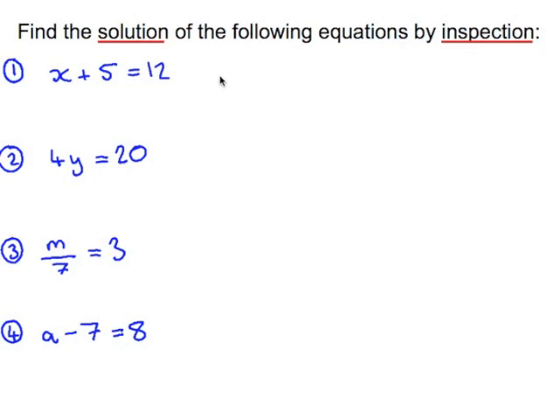Now usually when you're solving equations, you're not given a selection of possible answers. But the very simplest equations can be solved by inspection, which means you can just look at them and see what the answer is. So I'd like you to pause the video again and write down what you think the solution to each of these 4 equations is before you check your answers with me.